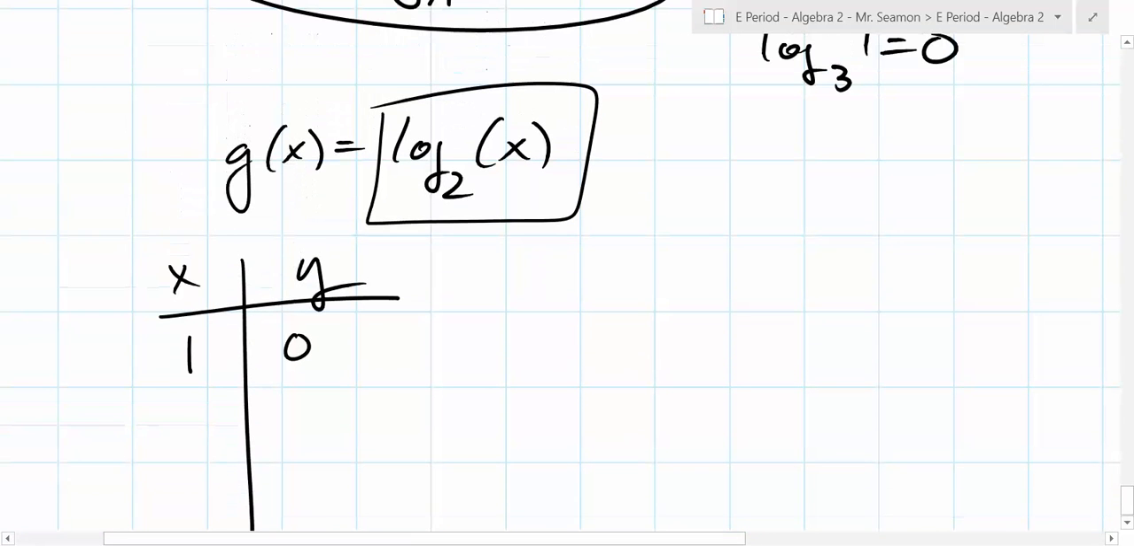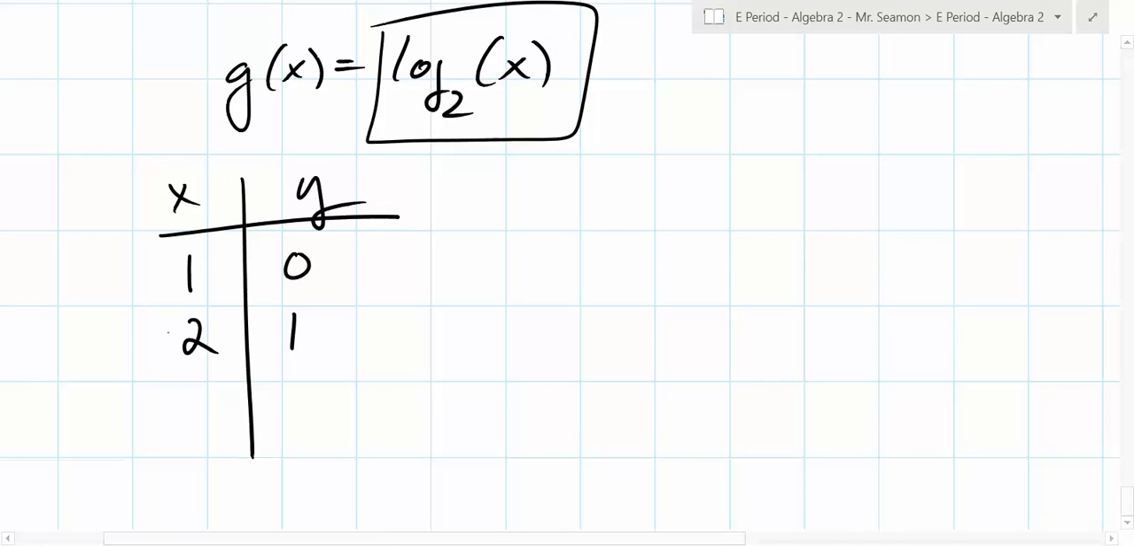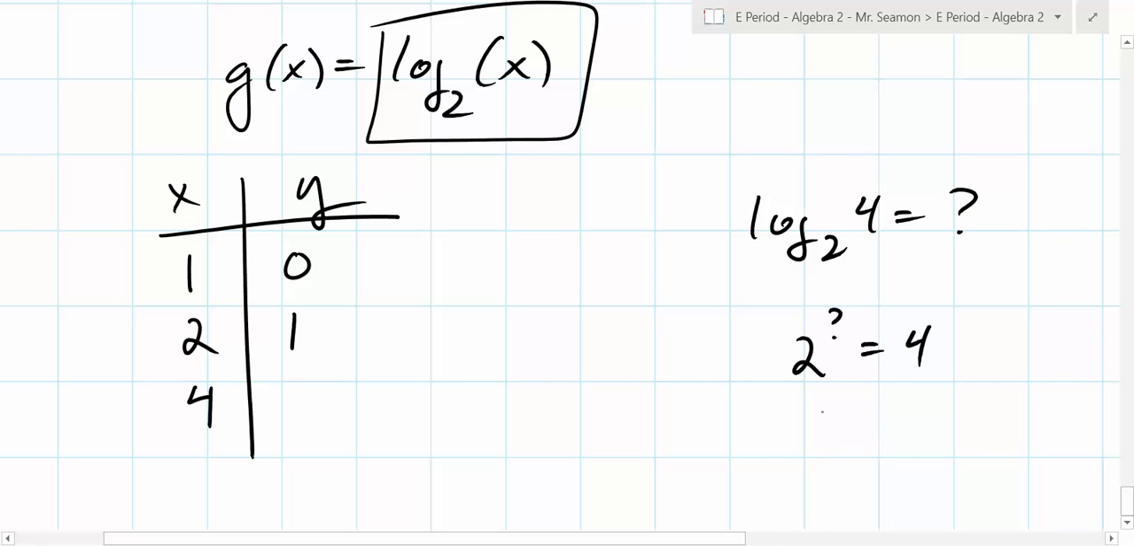Okay, but now let's pick some different ones here. What about if I picked 2? What's log base 2 of 2? 1. I just told you that log base a of a is always equal to 1. We need to pick the next one a little carefully, so I'm going to pick 4. So log base 2 of 4 is equal to something, right? So 2 to the question mark is equal to 4. So what's question mark equal? 2. I'm just picking ones that give us nice points, okay?